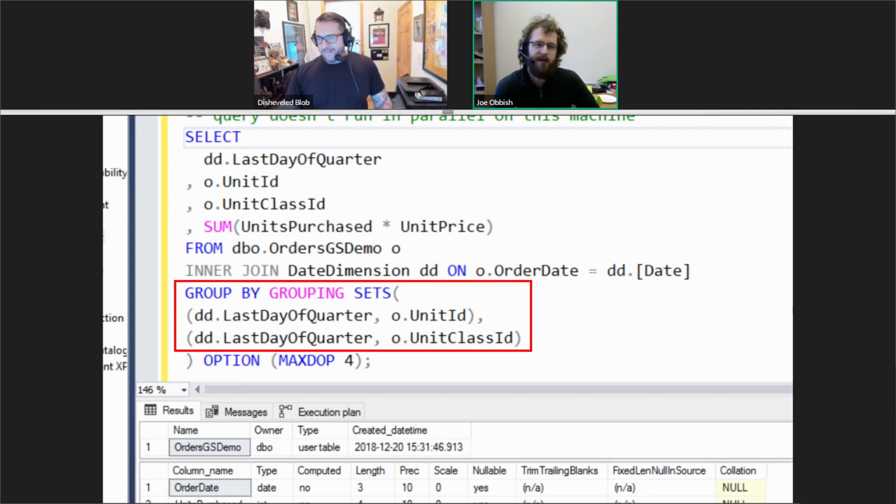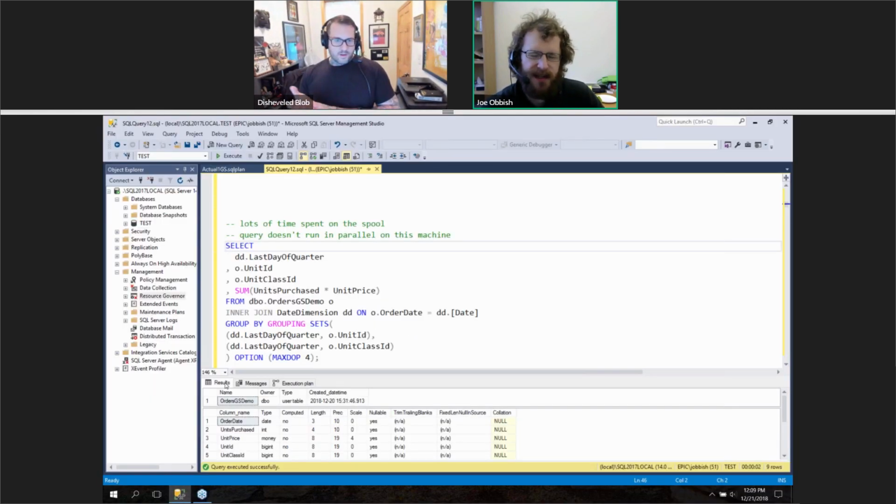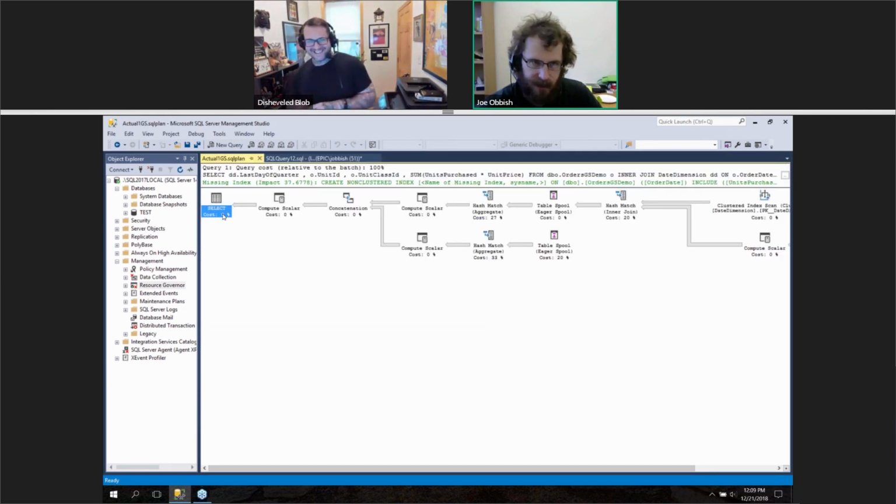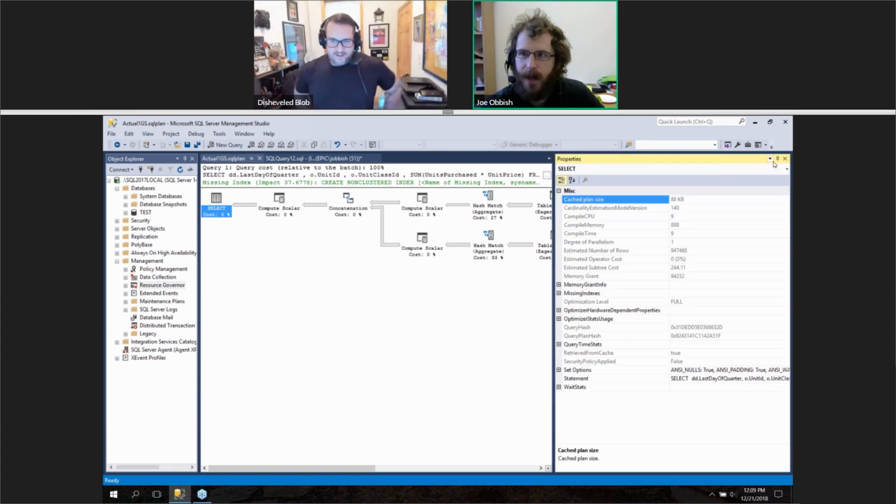So the way you interpret this grouping sets is the same query as before, where we group by the first one, union all, and then we group by the second one, right? So I've got a nice compact query here. I would run it, but it would take too long. So here's our actual plan instead.